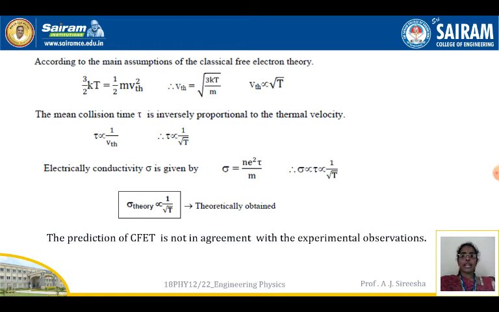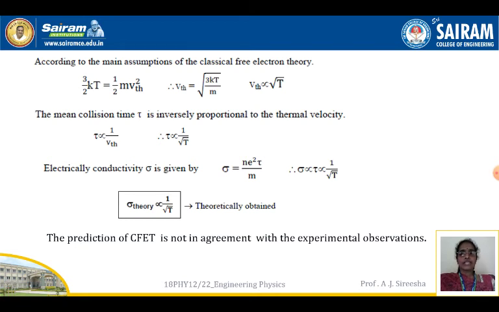The mean collision time tau is inversely proportional to the thermal velocity. Therefore, tau is proportional to 1 by Vth, or tau is proportional to 1 by root T. How have we got root T here? Because in the above equation, Vth is proportional to root T. So instead of Vth, we are writing root T. So tau is inversely proportional to root T. This is the tau relation.